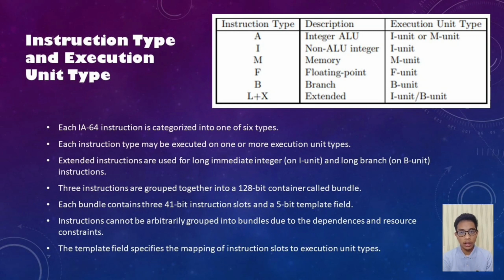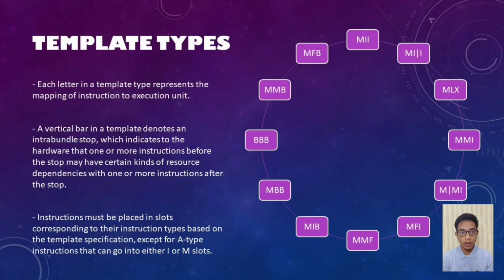3 instructions are grouped together into a 128-bit container called a bundle. Each bundle contains 3 41-bit instruction slots and a 5-bit template field. There are 12 template types. Each letter in a template type represents the mapping of an instruction to an execution unit. Each instruction must be placed in slots corresponding to its instruction type, based on the template specification, except for A type instructions that can go into either I or M slots.